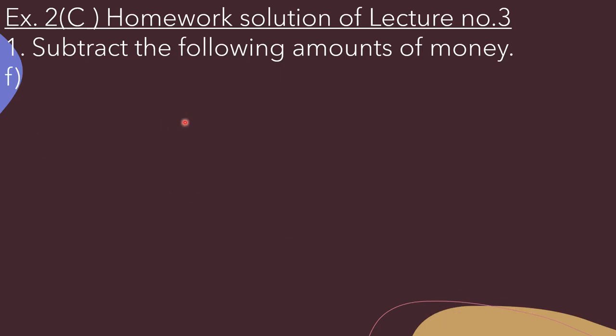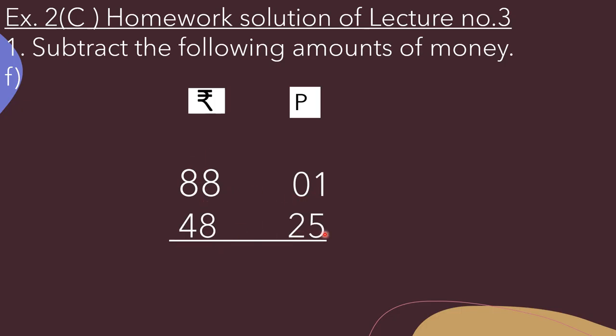Now F part. Again rupees and paise are given, 88 rupees 1 paise and 48 rupees 25 paise. Now we have to subtract. So let's start from our right hand side. So here 1 minus 5, that is not possible, and when 1 will take borrow from 0, it's not possible. So first of all, 0 will take borrow from this 8, and it will become 0 plus 10, 10, and this 8 will become 8 minus 1, 7. Now it can give borrow. So this 1 will become 1 plus 10, 11, and this 10 will become 9. Now 11 minus 5 is equal to 6, and 9 minus 2 is equal to 7.